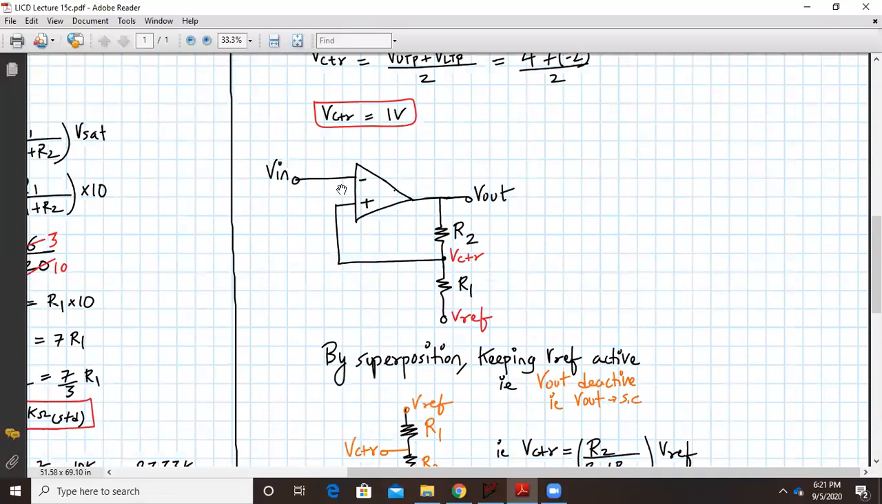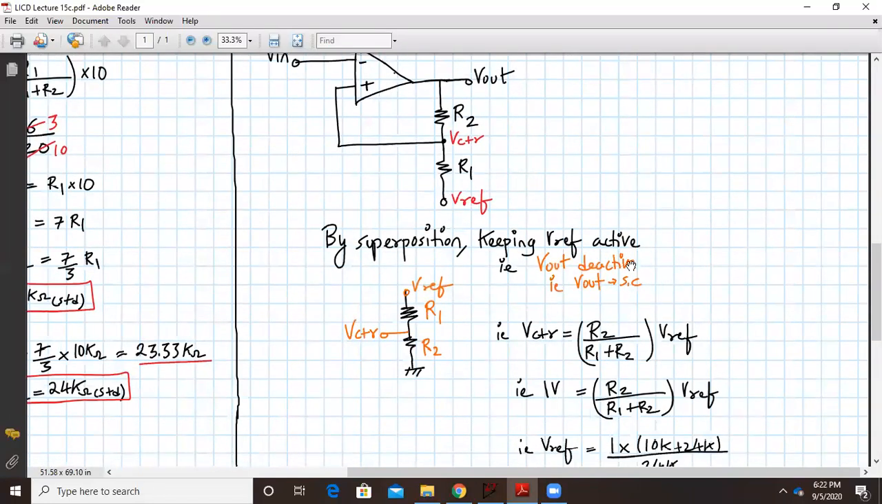So in this diagram, what we can do is, this Vin is applied to the inverting terminal. That is the inverting Schmitt trigger. Over here, we can mark this point as Vcenter, this is my Vout, and this is my Vreference. By superposition, we keep the Vreference active and deactivate Vout by short circuiting it, just for finding the Vreference value. So we can redraw this section of the circuit as follows: Vreference followed by R1 followed by R2, and at this tapping you take Vcenter, the center voltage of the hysteresis, and this is grounded.